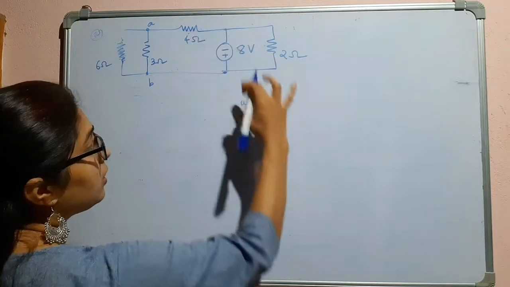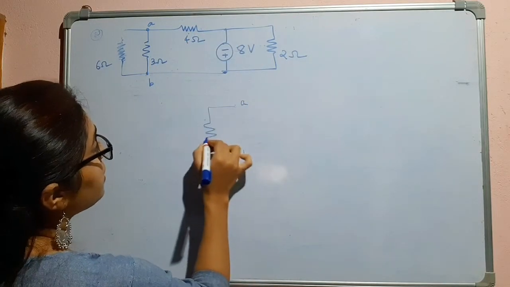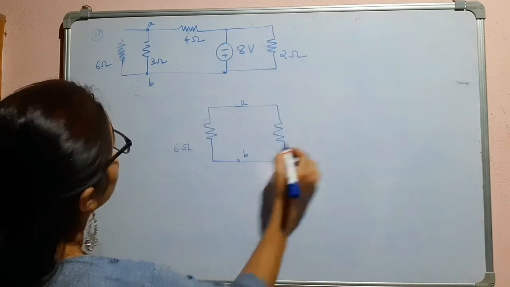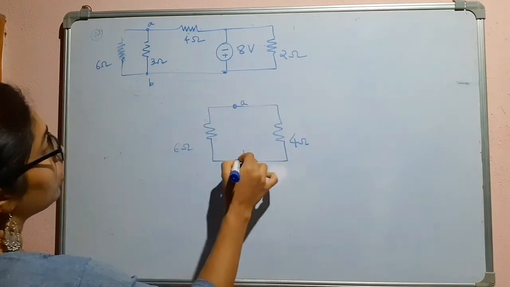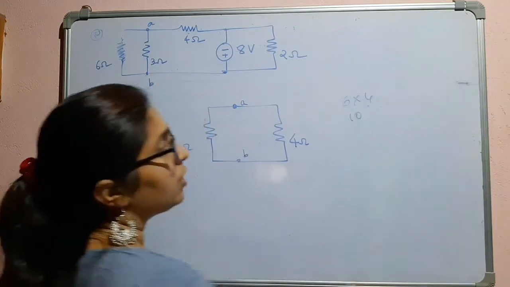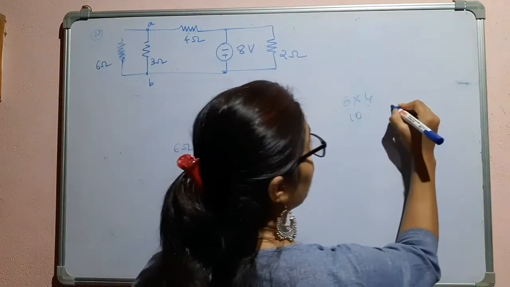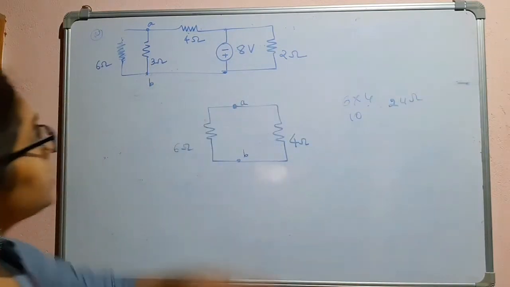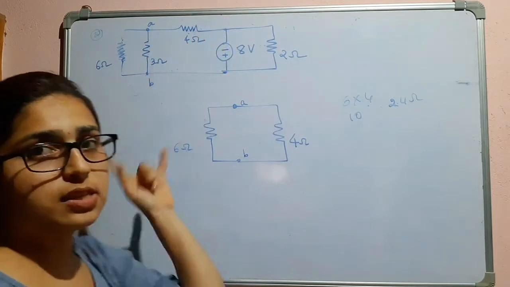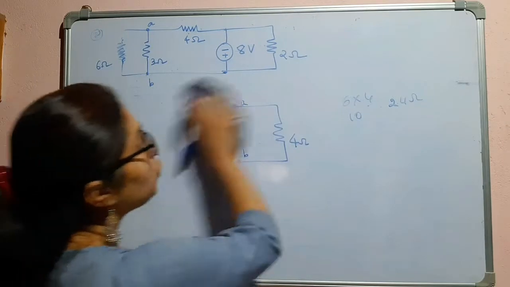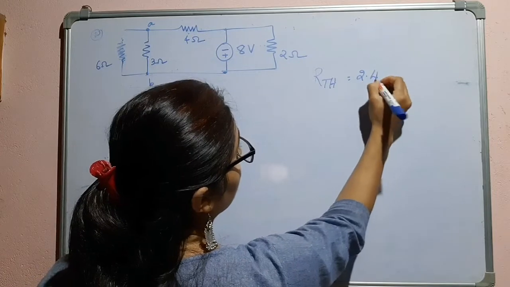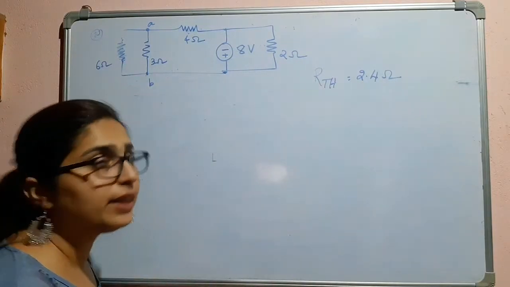So we will have the terminals AB, and here we have 6 ohms and here we have 4 ohms. Across this terminal only we have to find the RTH. So 6 into 4 divided by 10, so it is 2.4 ohms. This is shorted, so we are left with two resistors, 6 ohm and 4 ohm, which are in parallel. So 2.4 ohm is the RTH.